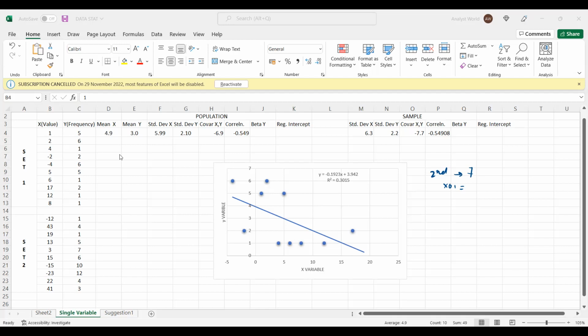X bar equals 4.9. Mean is equal to 4.9. Press the down key again. Standard deviation of X is 6.31. Considering it is a sample, it is showing the standard deviation of the X values from the sample set to be 6.3. Press the down key again.